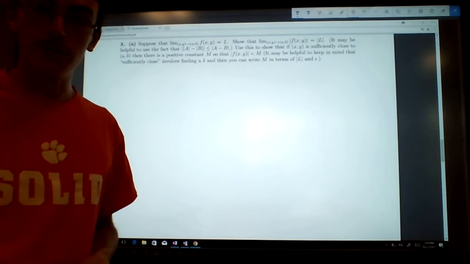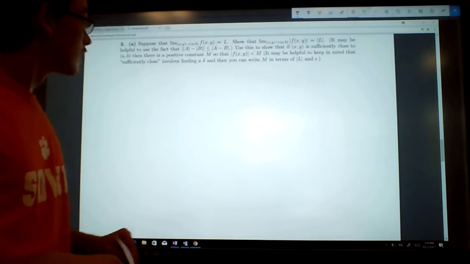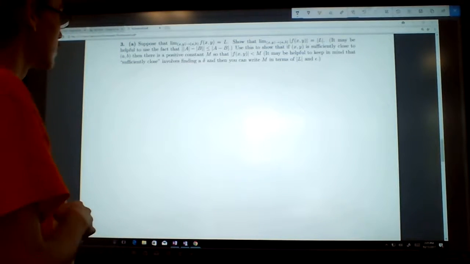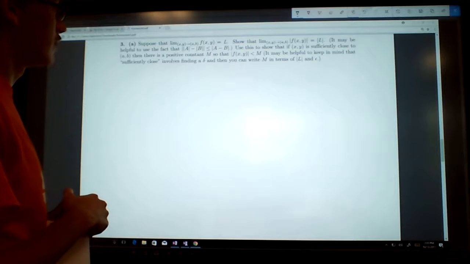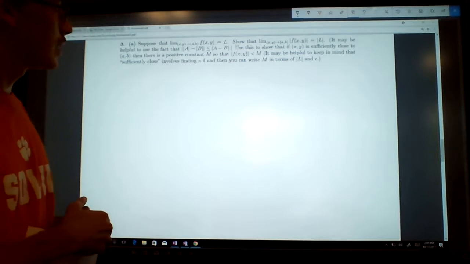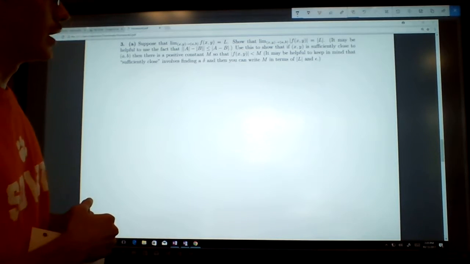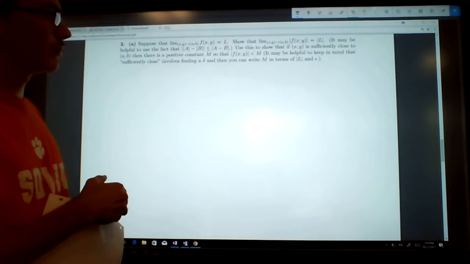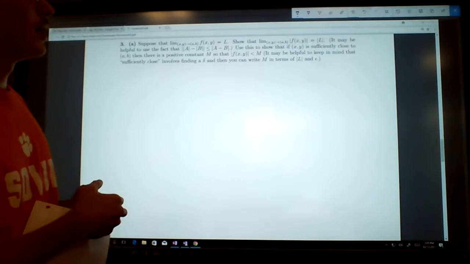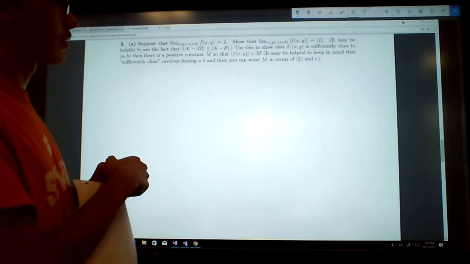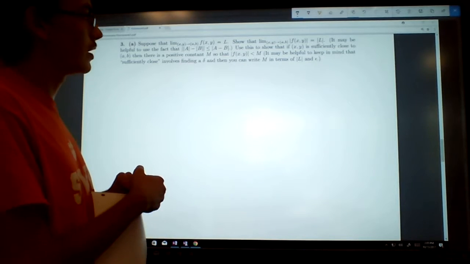Homework 3, problem 3a. Suppose that the limit of f of (x, y) as (x, y) approaches (a, b) is equal to L. Show that the limit of the absolute value of f of (x, y), as (x, y) approaches (a, b), is equal to the absolute value of L.